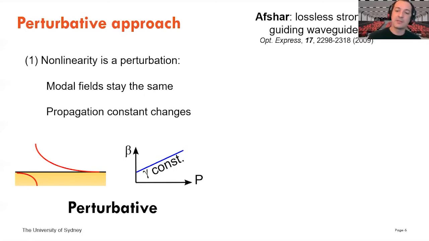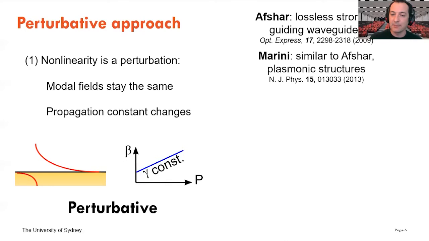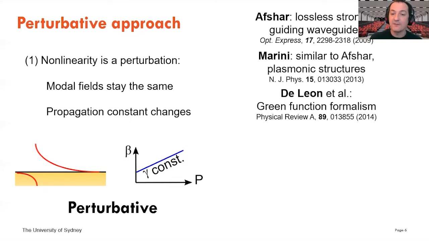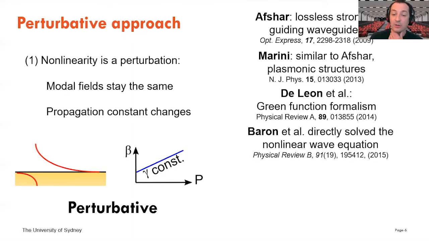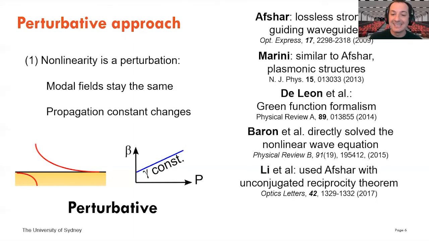So Afshar developed this approach for lossless, strongly guiding waveguides. And a similar approach was then applied by Marini et al. to lossy plasmonic cylindrical structures, leading to a similar formula for gamma. Li, De Leon et al. used a Green function formalism for lossy layer geometries, such as thin films. Barron et al. directly solved the nonlinear wave equation with some perturbative approximation. And Lee et al. later developed the Afshar method further, but using an unconjugated reciprocity theorem.